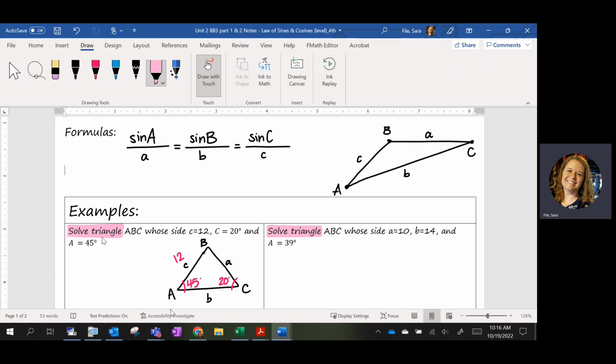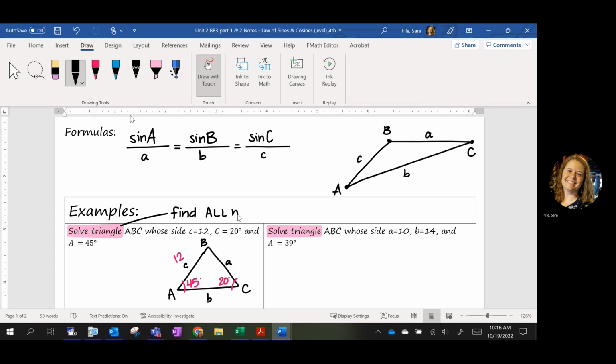There are 6 parts of your triangle, 3 sides and 3 angles. They're going to give you 3. If it says solve the triangle, that means you need to find the missing 3. I'm just going to make a note of that. Solve the triangle means find all missing parts of the triangle.